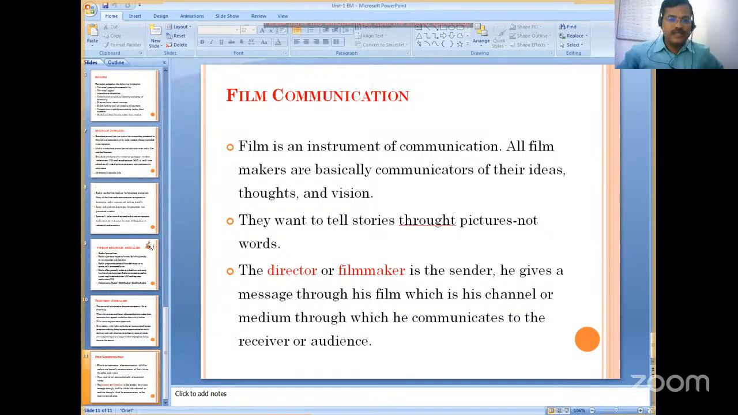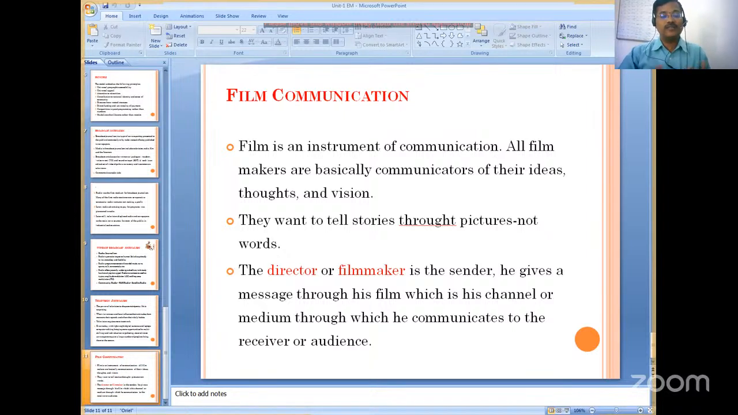The process of film communication, in a nutshell: who says what in which channel to whom with what effect. This is the SMCR model of Berlo. In your semester one, there is a model, the SMCR model. That is fixed in film communication.